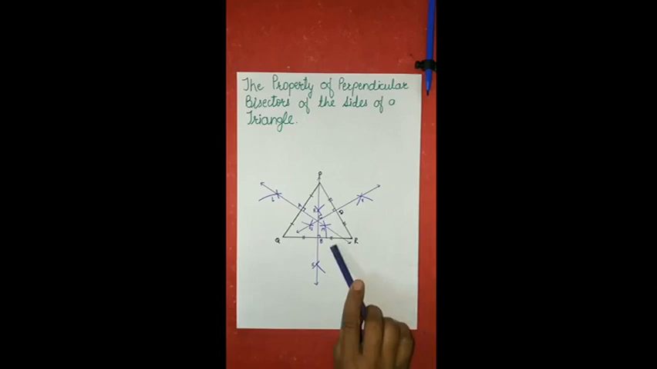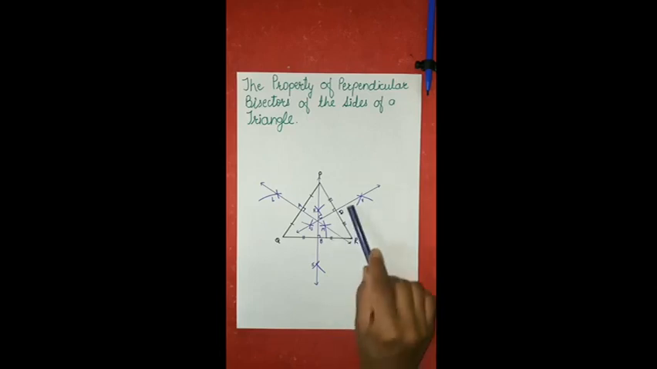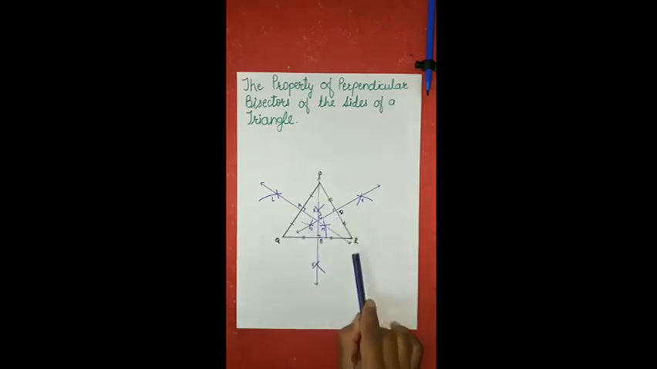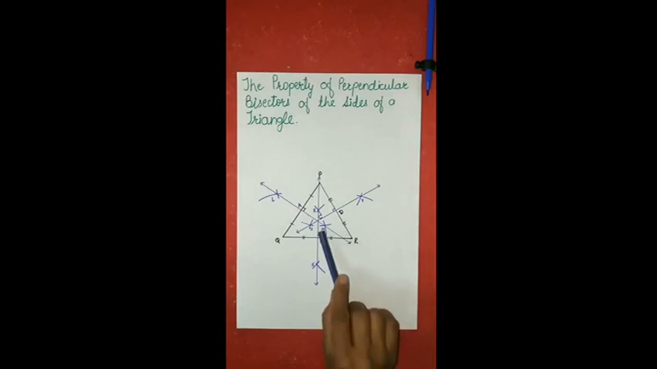Here from this figure, what do we observe? That all the three perpendicular bisectors of a triangle are concurrent. Their point of concurrence is called the circumcenter. It is denoted by capital letter C. Now see here in this acute angle triangle, the location of the circumcenter is inside the triangle. Here the location of the circumcenter is inside the triangle.